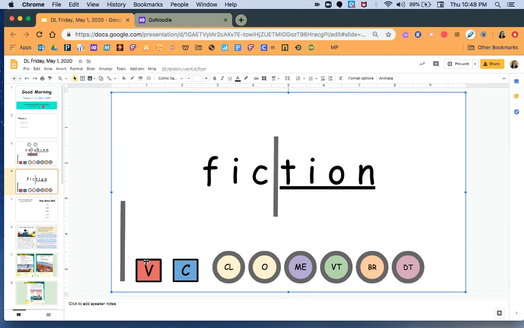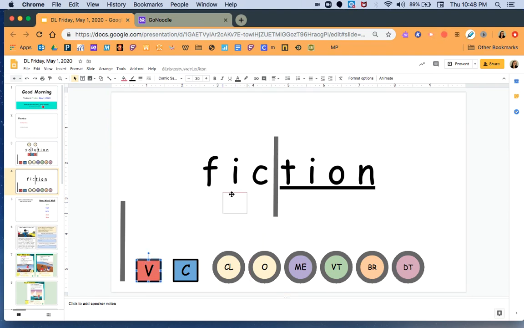Okay, so now let's find our vowels. I see a vowel, just one in this syllable, and I see it closed in between 2 consonants. So since that's closed, is it going to be the short or the long sound? Going to be the short. It's closed up. So let's go ahead and tap this.